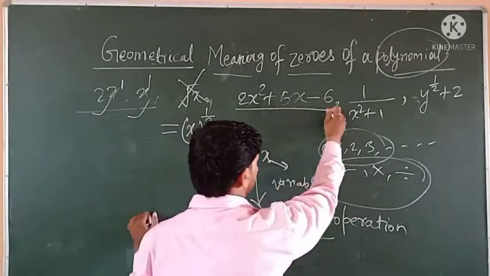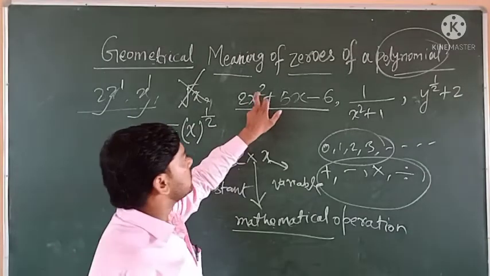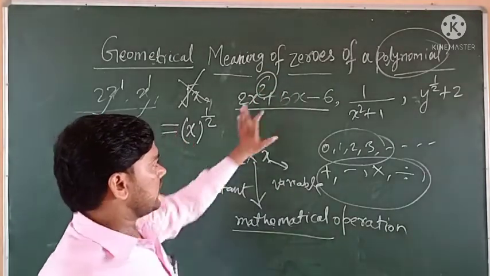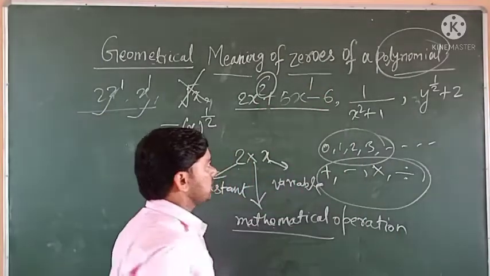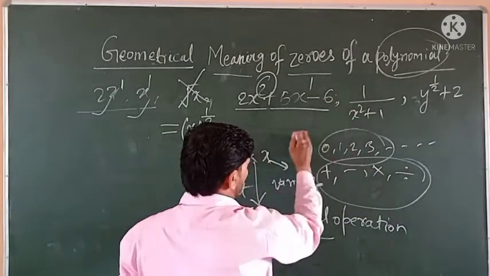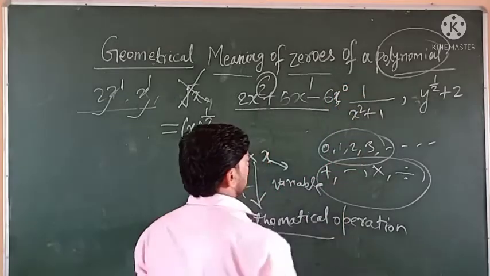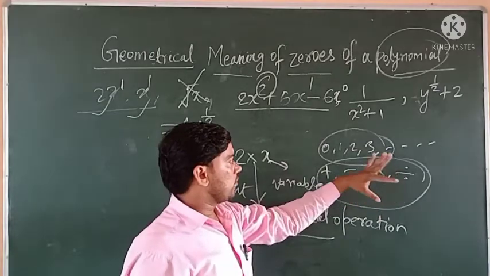2x square plus 5x minus 6: the power of the variable is 2, so it is a polynomial. Here the power of the variable is 1, and there is also a variable term. Minus 6 can be written as minus 6 into x to the power 0, and 0 is also a whole number.